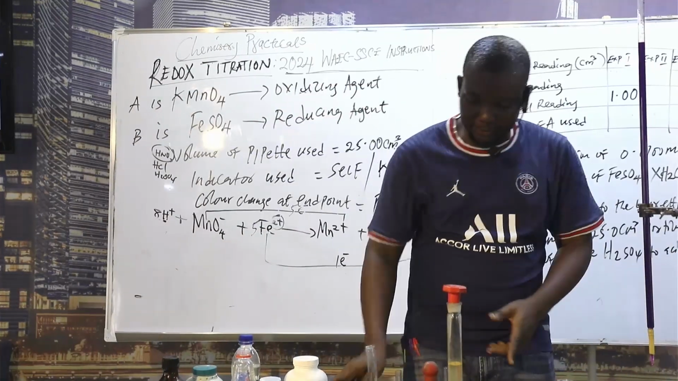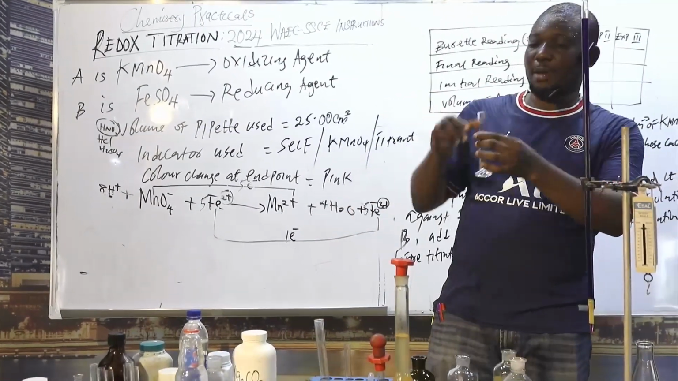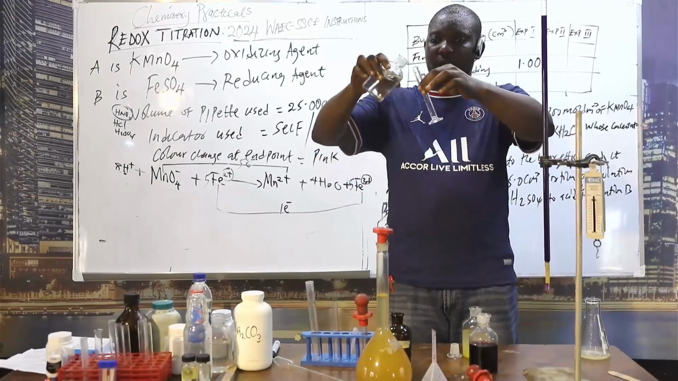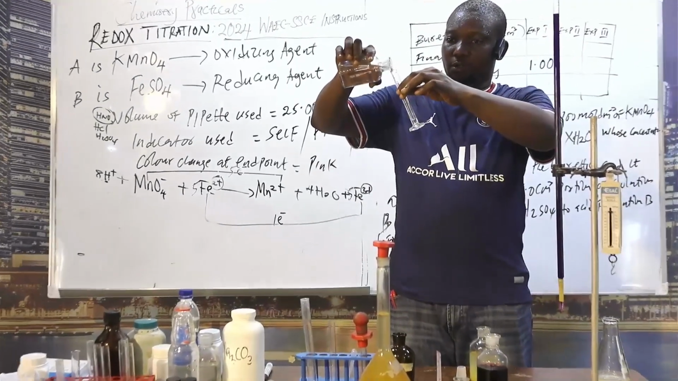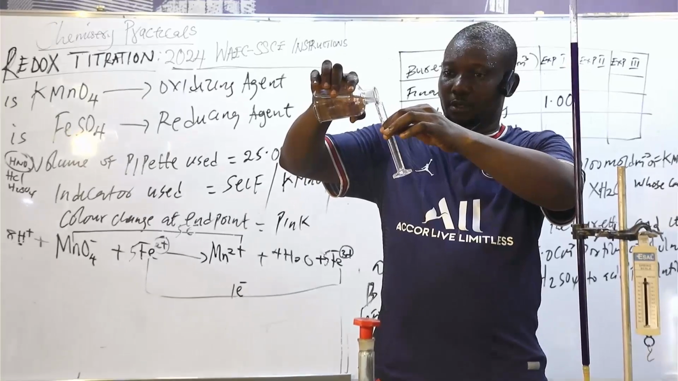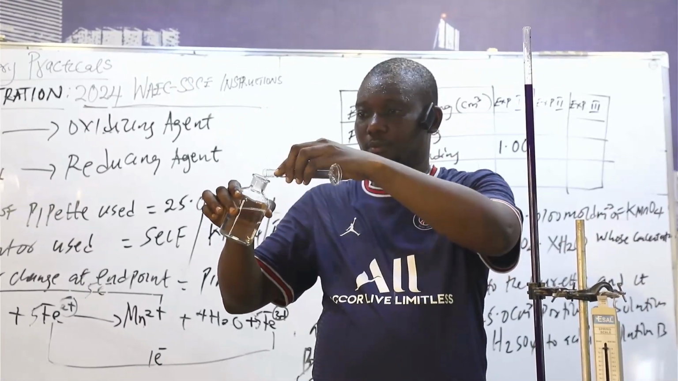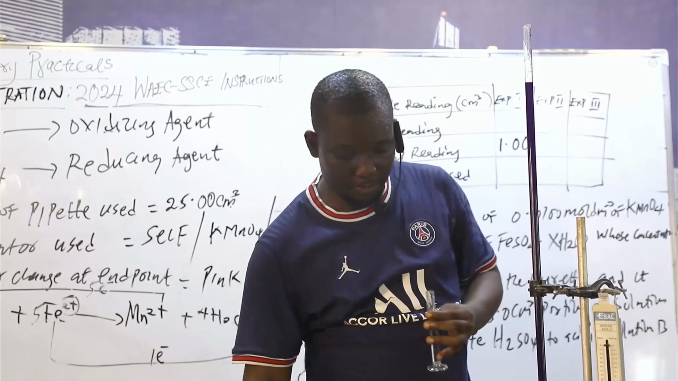So now, in this practical, we are going to acidify the solution before we start titrating. On acidifying, you may be asked to measure 10 ml of acidified H2SO4. So this is my acidified H2SO4, just 10 ml. I think this should be enough to give me 10 ml. Okay, this is somehow 10 ml.